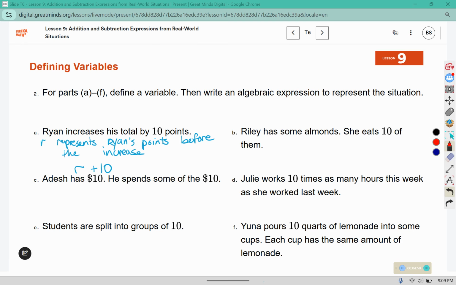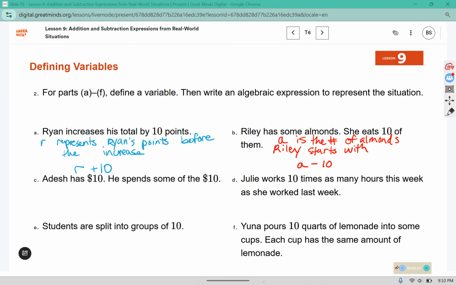B, Riley has some almonds. She eats 10 of them. So we could use A is the number of almonds Riley starts with. So to represent her eating 10 of them, we have the almonds she starts with, and then we subtract 10 because she ate 10 of them.